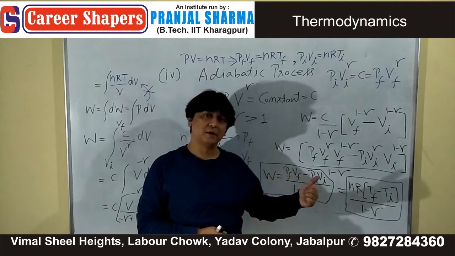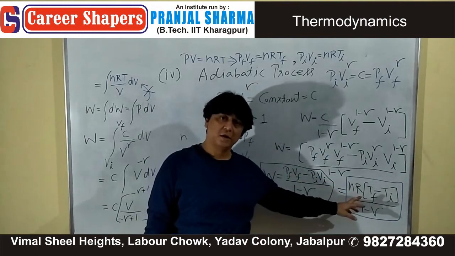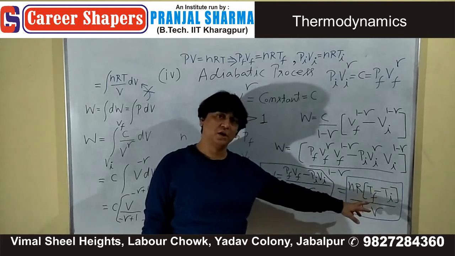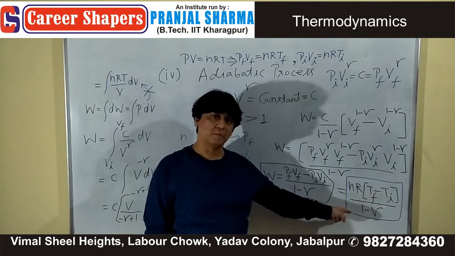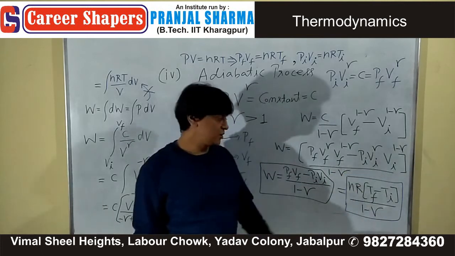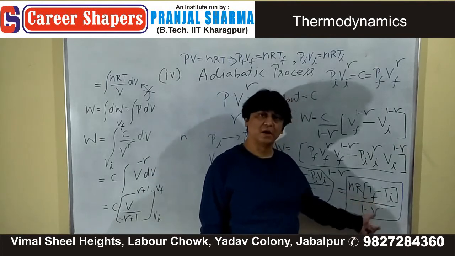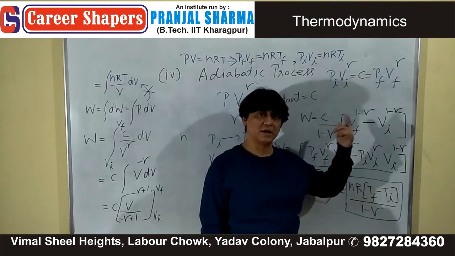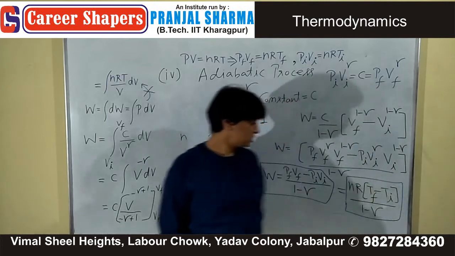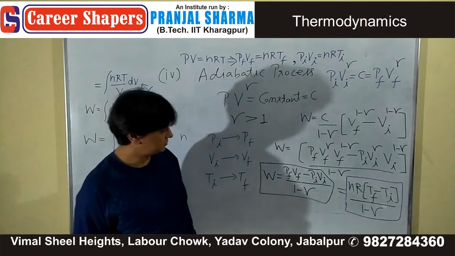What is work done in an adiabatic process? Same, nR (T final minus T initial), but divide that number by 1 minus gamma. As a trick, you can use it. Work done in an isobaric process divided by 1 minus gamma is work done in an adiabatic process. Note down everything.